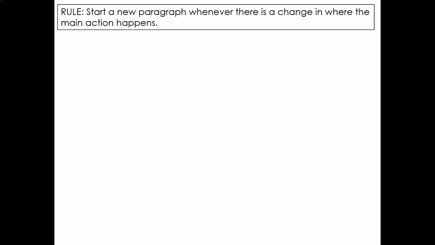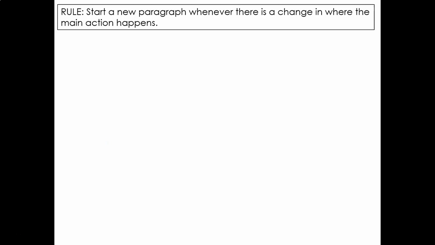Good. This was a little bit trickier to identify than just new speaker, new line. When we're reading this story now, we need to think carefully about the events as they are happening. We need to look at the action and the order of the events and think about, has something changed? Has the main action changed for me to need to start a new paragraph?